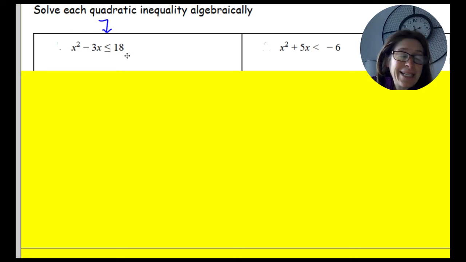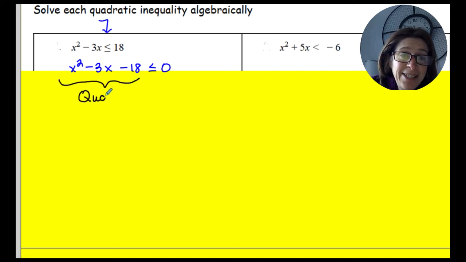x squared minus 36 is less than or equal to 18. Algebraically, I want you to think about what this would be as an equation. So as an equation, you bring the 18 over, right? So this is what we're looking at. Graphically, what we're saying is we're looking for where the quadratic, because this is the quadratic, is less than or equal to 0.